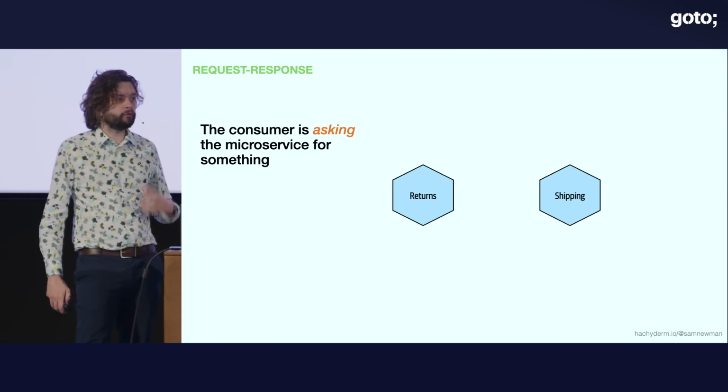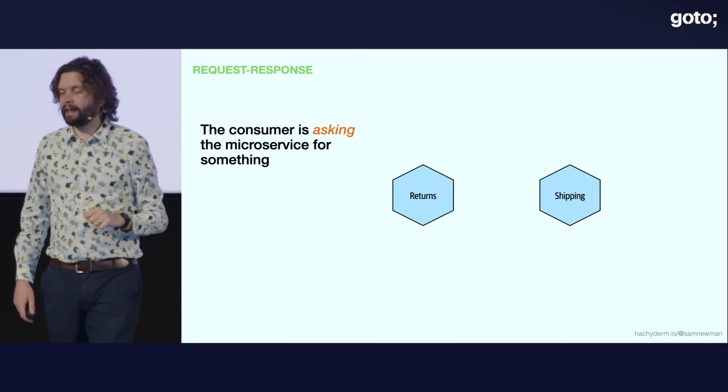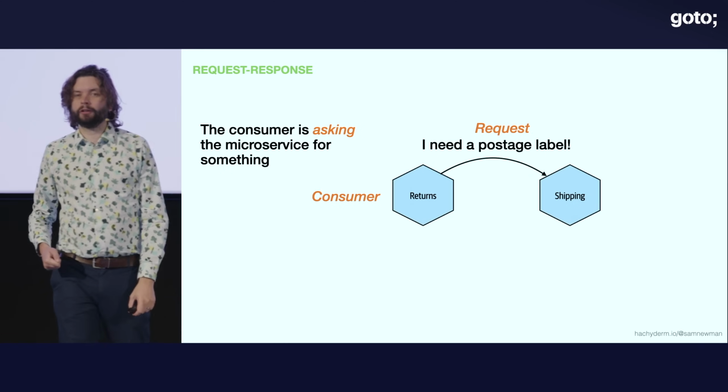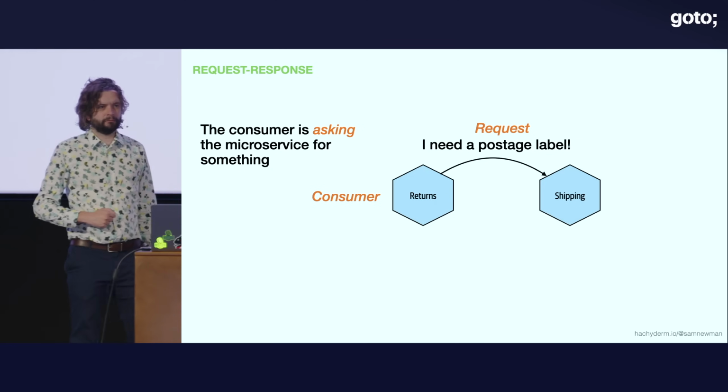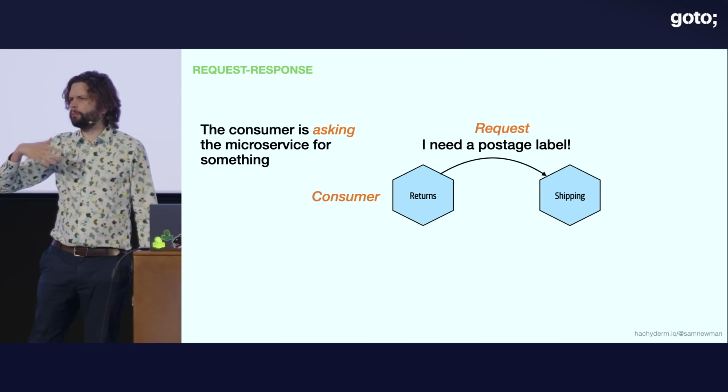Here in this context, the returns microservice wants to achieve something, it needs to do something, it needs to carry out some kind of job. How does it carry out that job? It sends a request. Please, can you help me? I need help. You can help me. So you send a request. I prefer the term request.